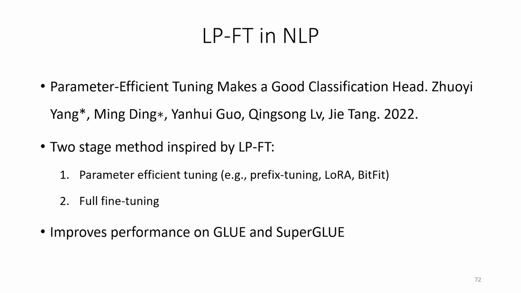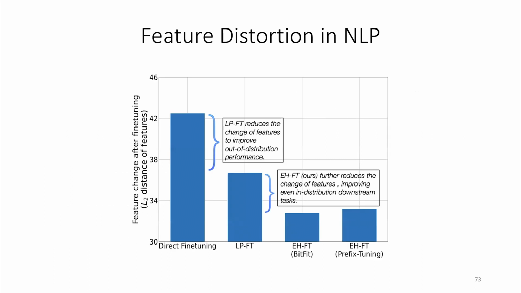It's also been used in NLP recently. In NLP, it turns out linear probing doesn't do so well. So what these authors do is they first use a parameter efficient tuning method, like prefix tuning or LoRA or BitFit, and then they fine-tune the entire model. And this gets improved performance on standard NLP benchmarks. And they show that the features get distorted less.